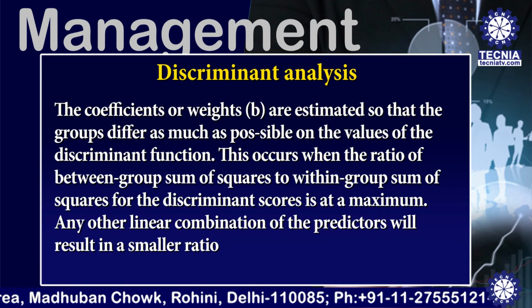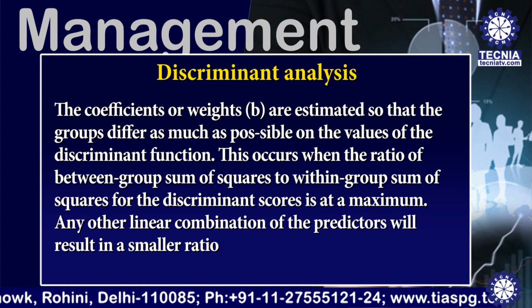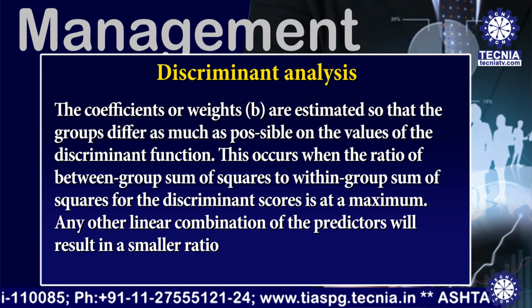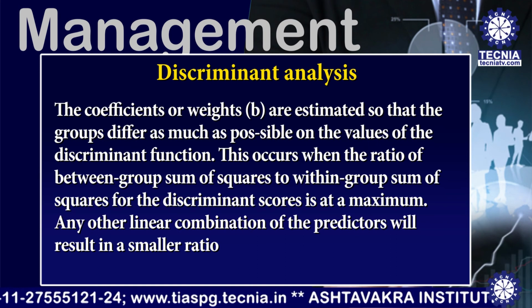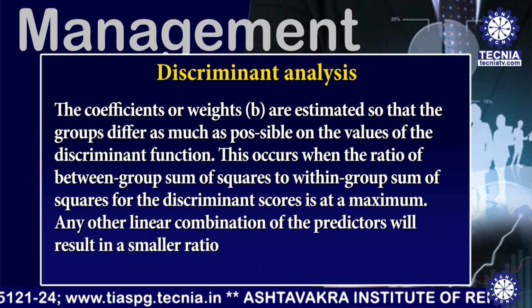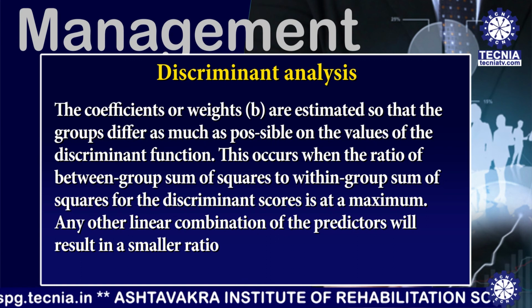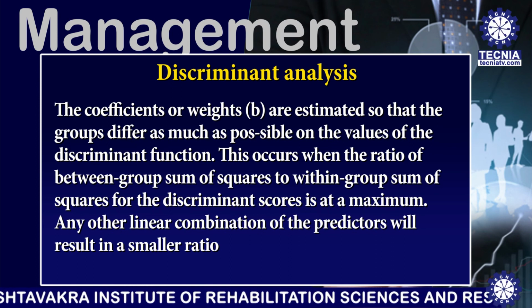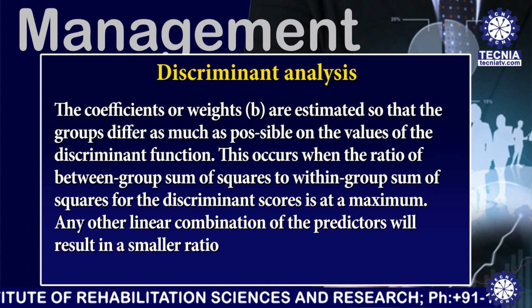The coefficients or weights B are estimated so that the groups differ as much as possible on the value of the discriminant function. This occurs when the ratio of between-group sum of squares to within-group sum of squares for the discriminant score is at a maximum. Any other linear combination of the predictors will result in a smaller ratio.